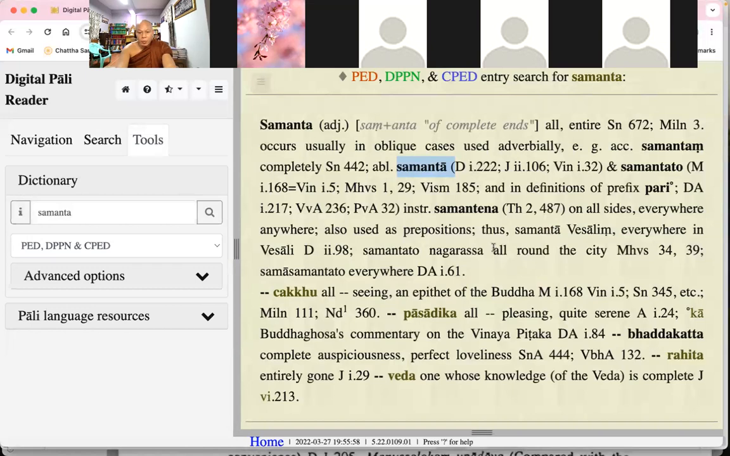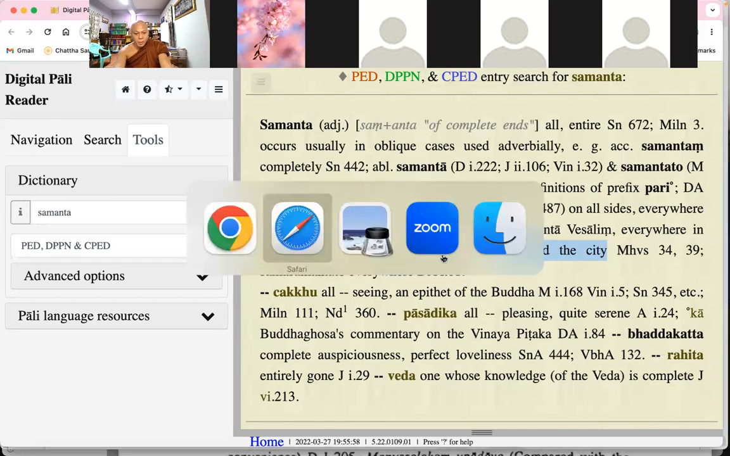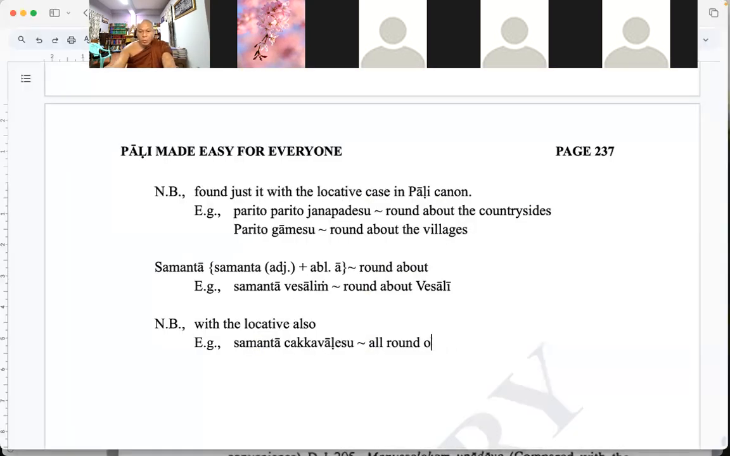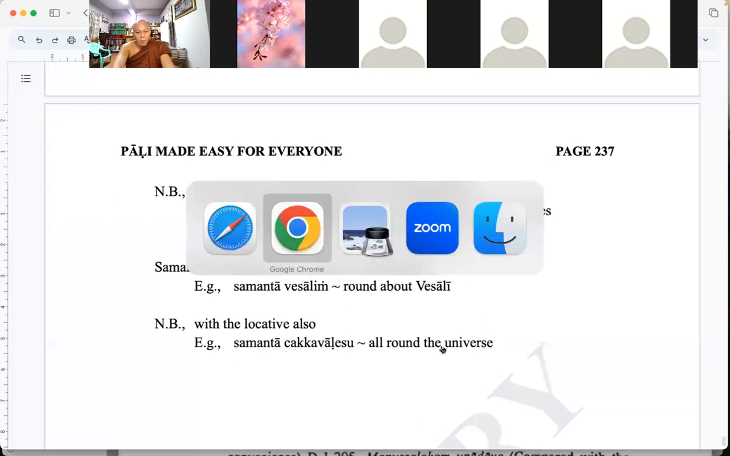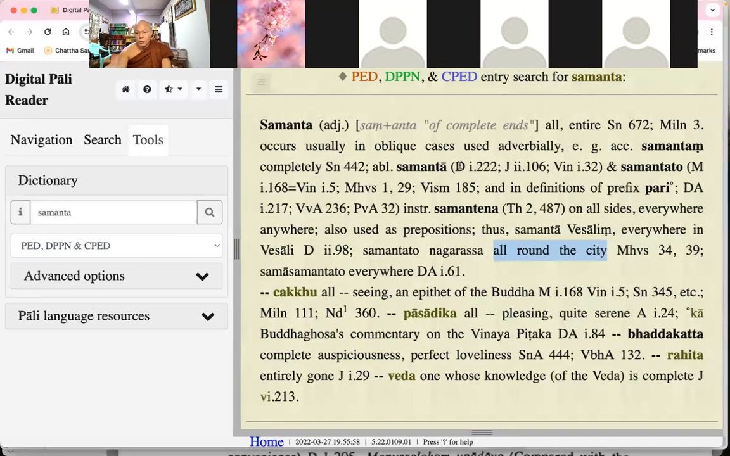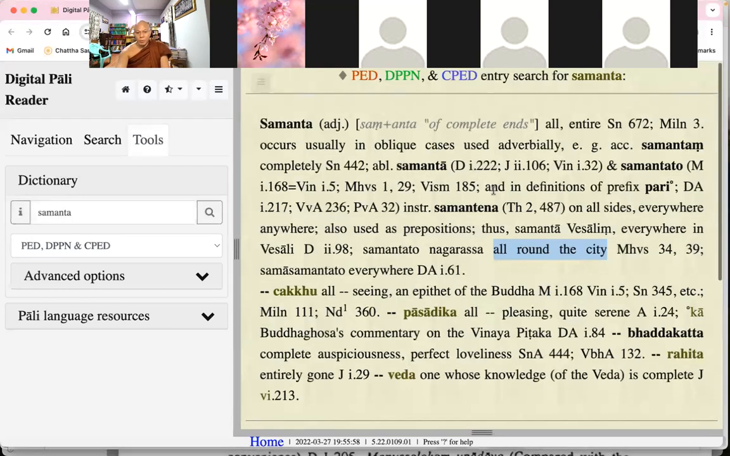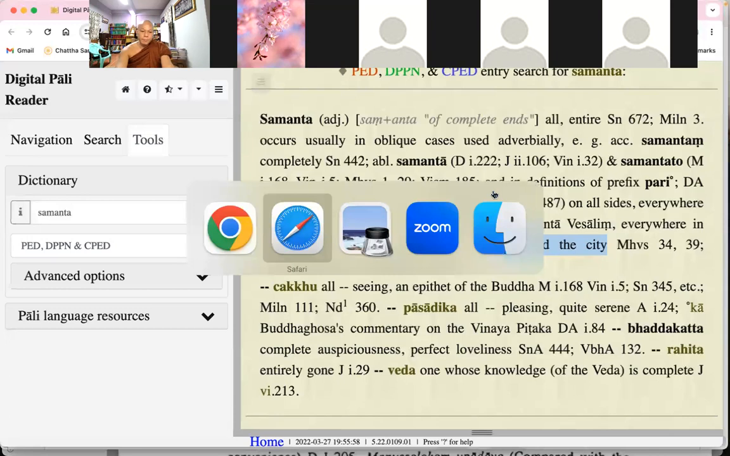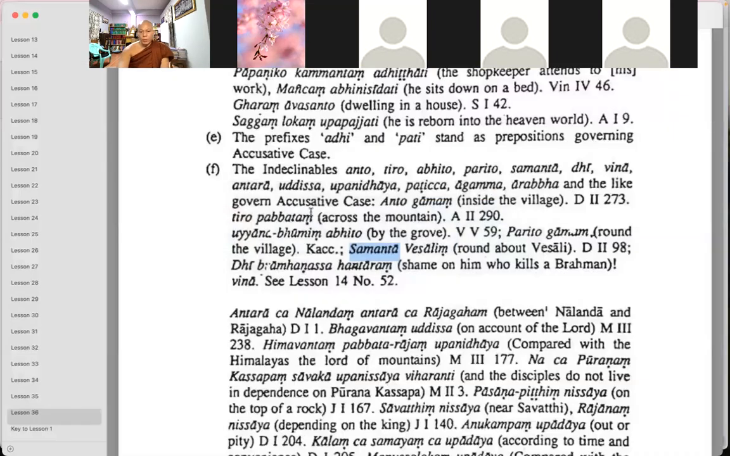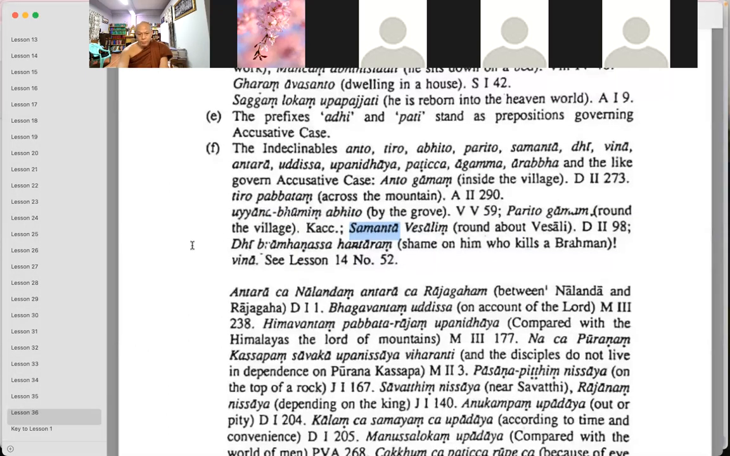The meaning of that, you know, all around the city. Samanta nagarassa. But that is with the other case, just with the ablative case. So all around the universe. So the same way, what is it in the dictionary? So samanta. Okay, just that one please, because when you take many examples, it will take a long time. Just to know, so not only with the accusative case, but also with the other case.